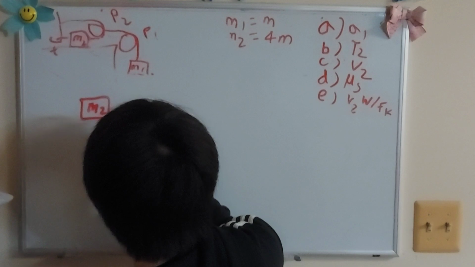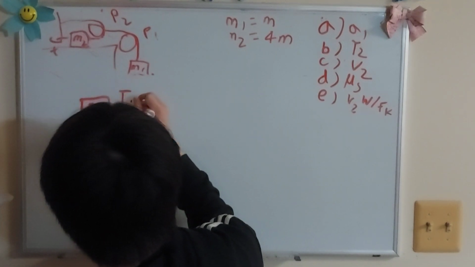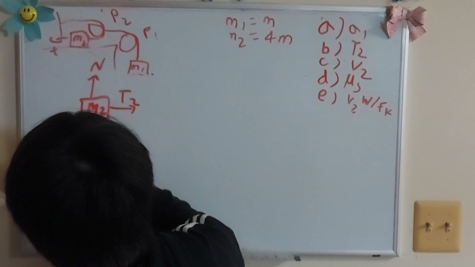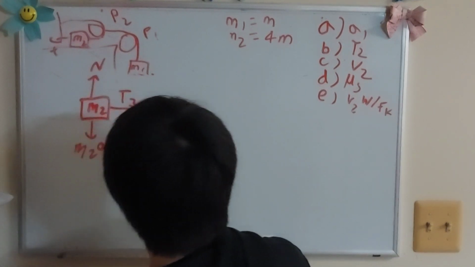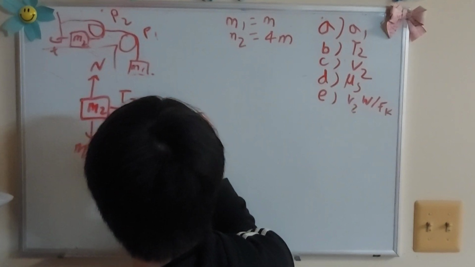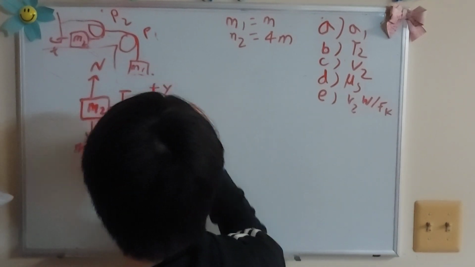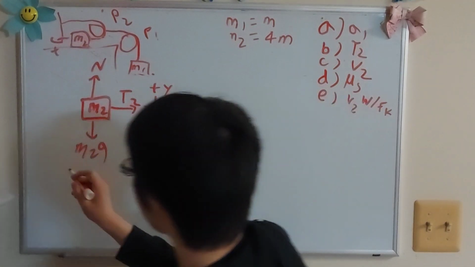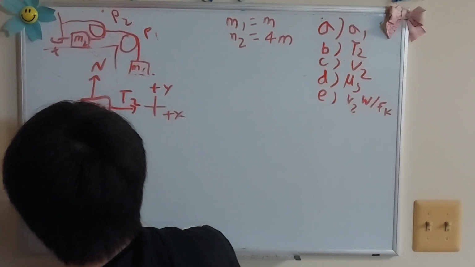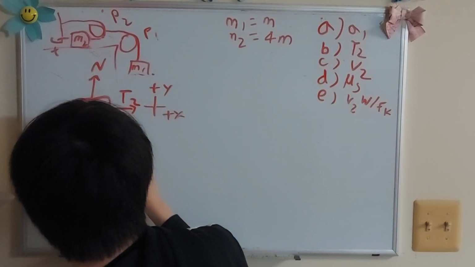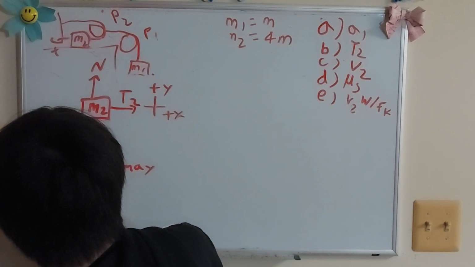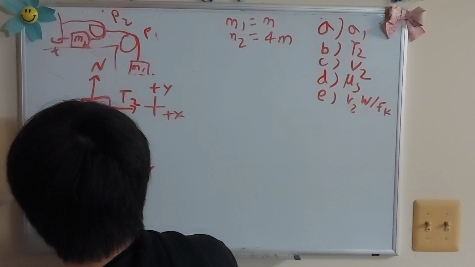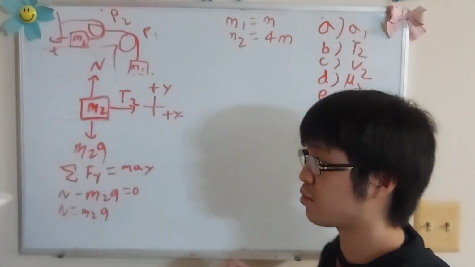For mass 2, we have the tension force, tension 2, acting in this way, the normal force from the ground, and the gravitational force of mass 2. Let's call this direction the positive x direction, because it'll be easier to call the direction the system is moving in positive. So the sum of the y forces ends up being 0 because it moves along the table, which means that normal force minus gravitational force equals 0, or that the normal force is equal to mass 2 times g. And this will be important later on in this problem.